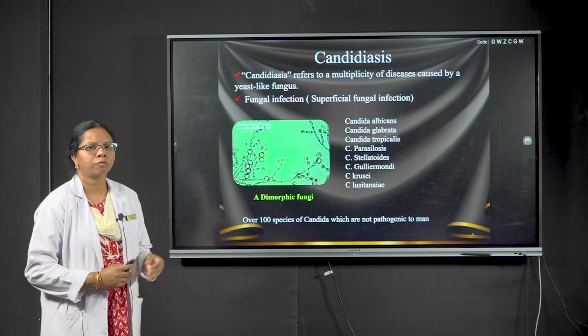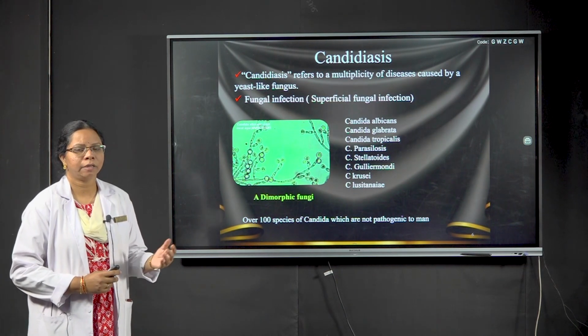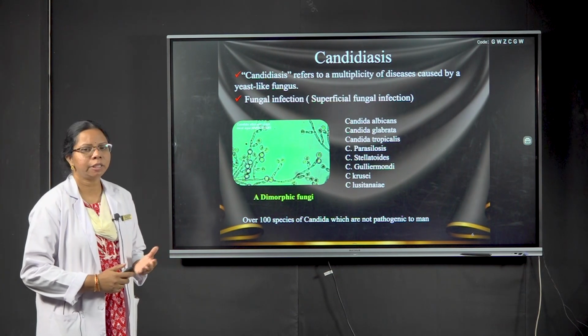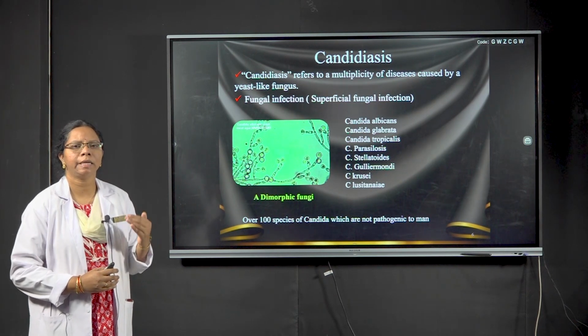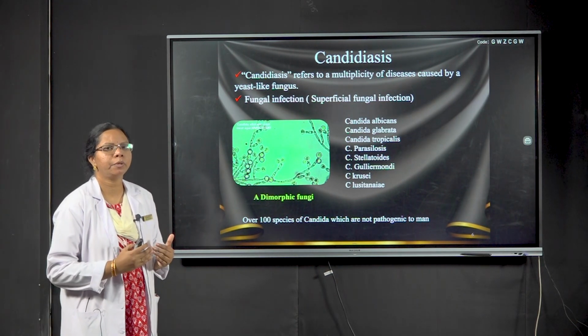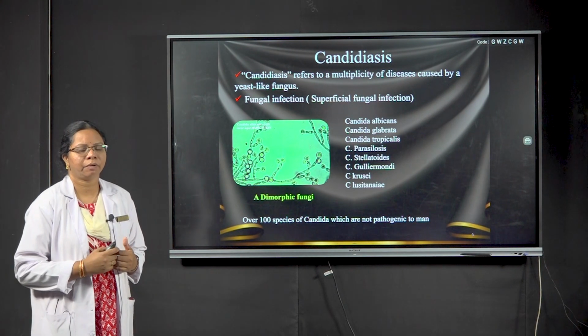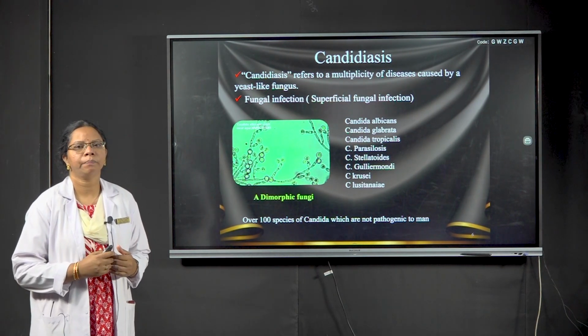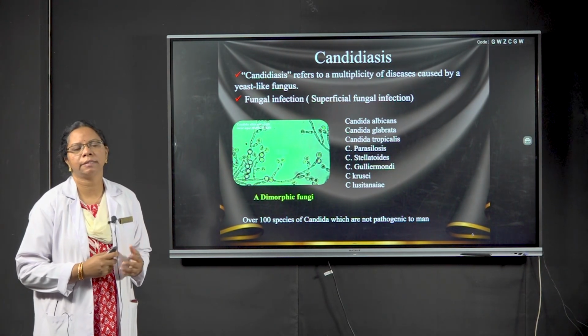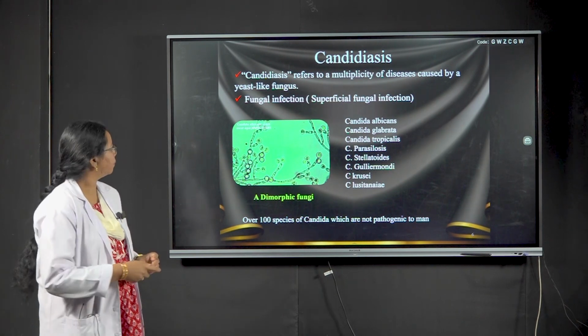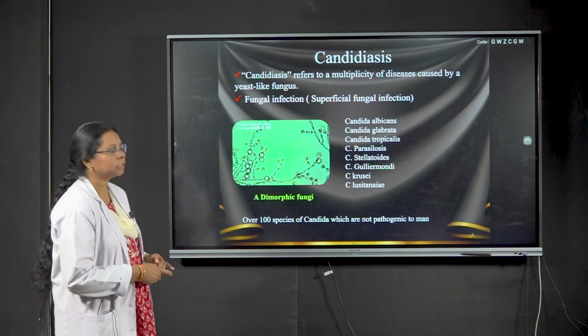If you take a swab from a healthy person and send it for culture, you can see some yeast forms of Candida, but in very small numbers. But whenever the immunity of a person decreases, when a person is under immunosuppression, the number of Candida increases in the oral cavity. It is also known as moniliasis.